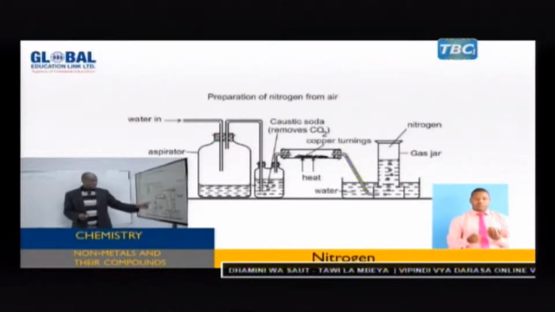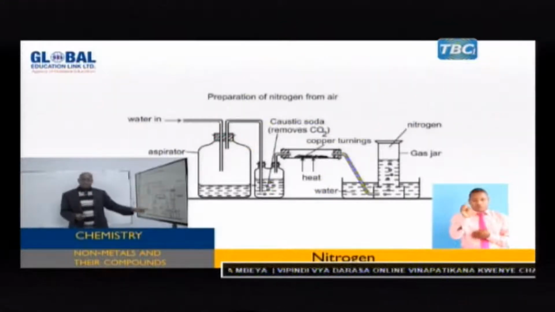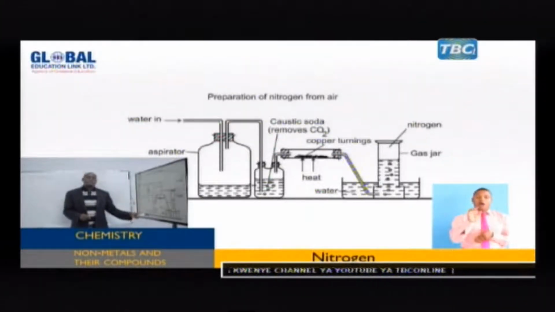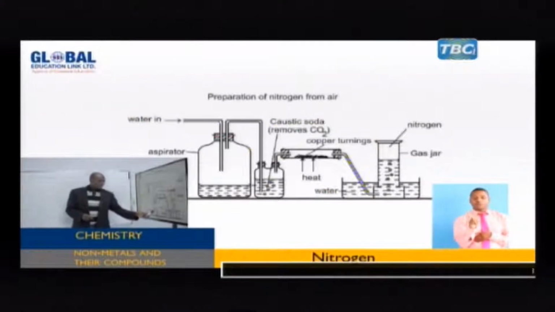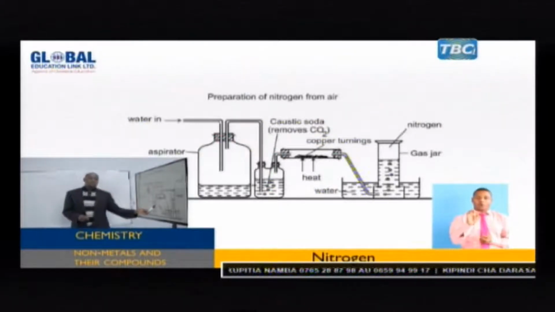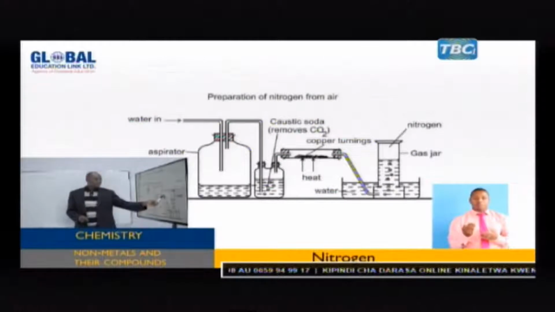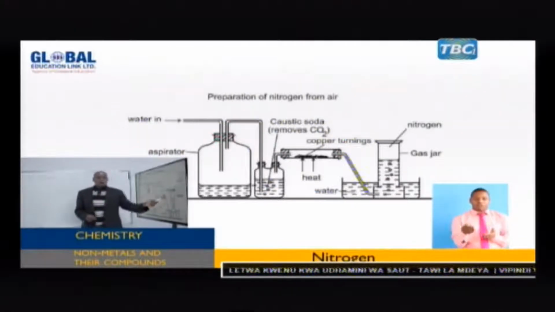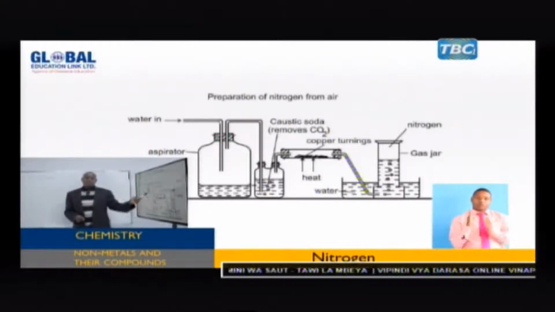Then it will enter into caustic soda, which is sodium hydroxide. In caustic soda, sodium hydroxide is where carbon dioxide dissolves to form sodium bicarbonate. And the air will then pass through the heated copper turnings. Through the heated copper turnings, oxygen gas will react with copper turnings and form copper oxide. Nitrogen will be the remaining gas, together with inert gases, that will pass and be collected over water in a gas jar. So that is how you can prepare nitrogen in the laboratory.